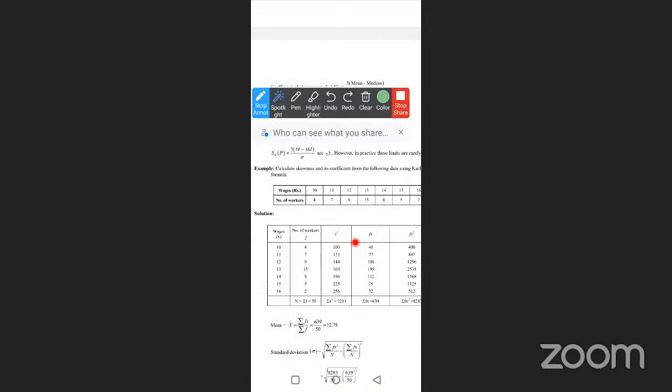Now, here is one example. Calculate skewness and its coefficient from the following data using Karl Pearson's formula.